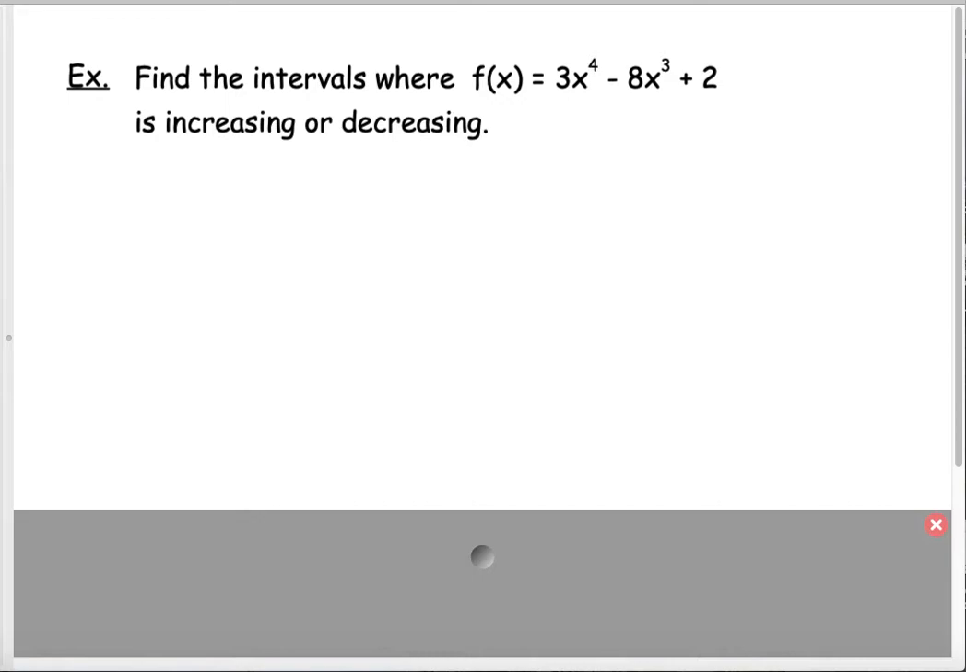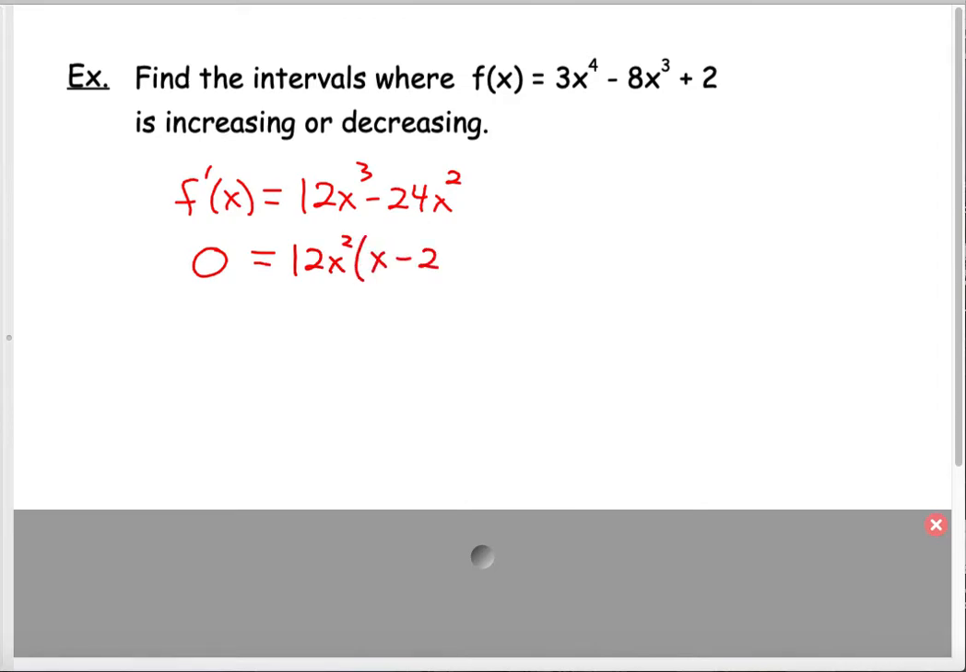Let's find the intervals or interval where this function is increasing or decreasing. So what we want to do is find the derivative. And that's easy enough: 12x cubed minus 24x squared. And we want to figure out where the derivative equals 0. We could factor out 12x squared, and we're left with x minus 2. So when x is 0, that's a root of multiplicity 2, and when x is equal to 2.